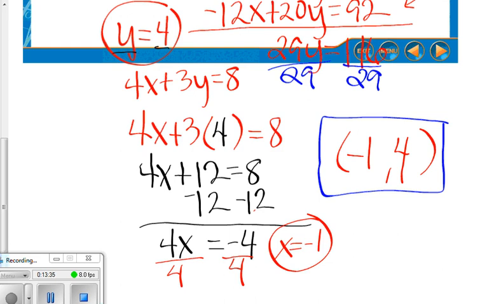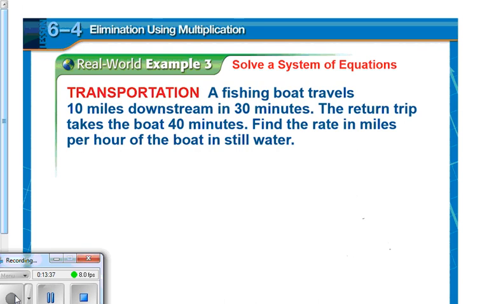All right, so hold on. Okay, we're back for our last example. This is example 3 in your notes, okay? We have a fishing boat that travels 10 miles downstream in 30 minutes. The return trip takes the boat 40 minutes. So we find the rate in miles per hour of the boat in still water, okay?